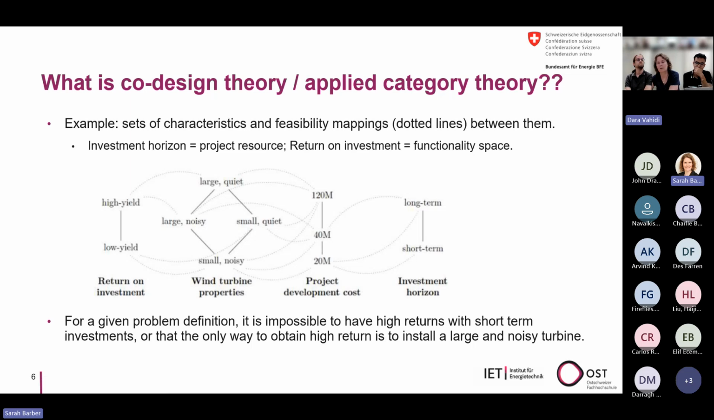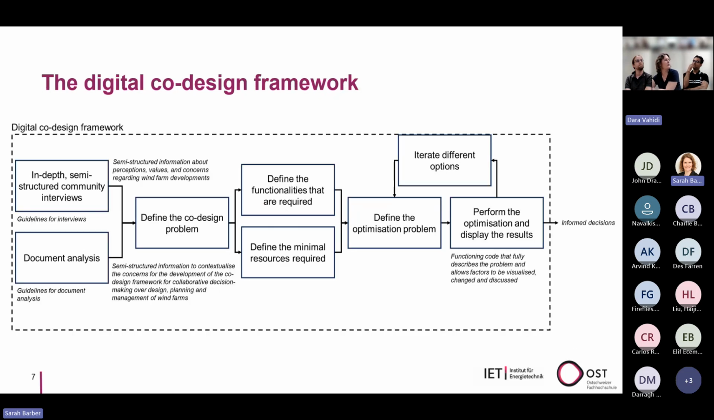And then if, for example, a local community sees, okay, if I want a turbine that I can't see, it's not going to be there, then I'm not going to have a turbine. I'm not going to get any of the benefits that I'm trying to get. So it's also a way to visualize all the different requirements. And so the framework is sort of aimed to look like this.